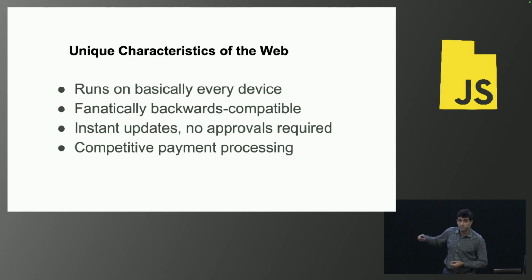And as we try to build for these unique characteristics, it's important that we name them. So the web, it runs on every device. You probably brought more than one browser-capable device with you today. It's ridiculously backwards compatible. It has instant updates. You don't need anybody's permission to change what is on your website. You just do it immediately.